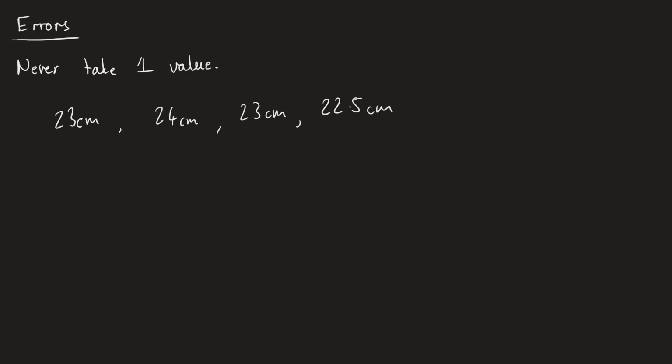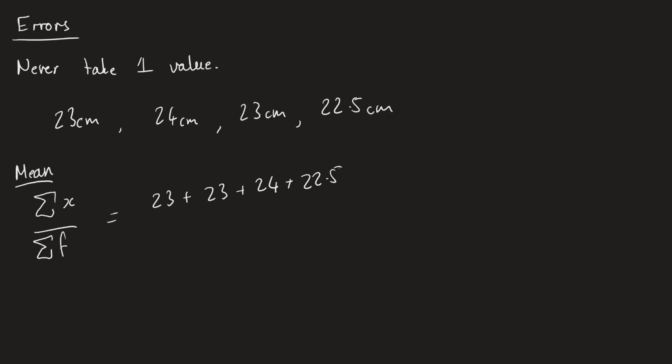And so how would we get a single value from this? Well, we take the mean. Our mean, as we should know, should be the sum of all of the values divided by how many there are, so the total frequency. So in this case, if we wanted to work out the mean, we would do 23 plus 23 plus 24 plus 22.5, all divided by 4. And that would tell us what the average length of this rope is.